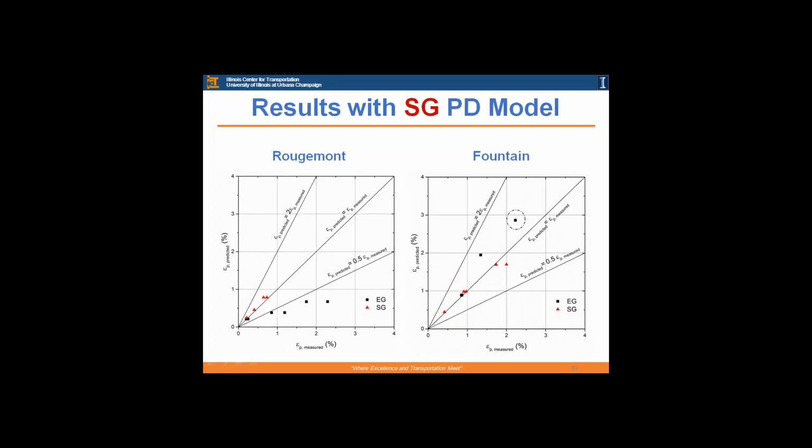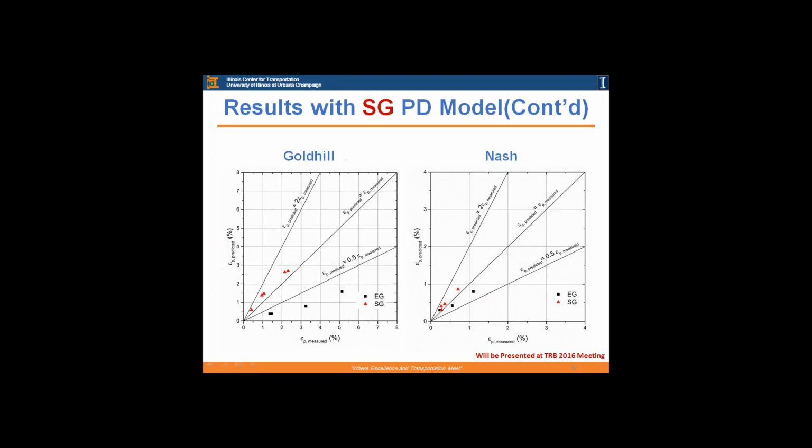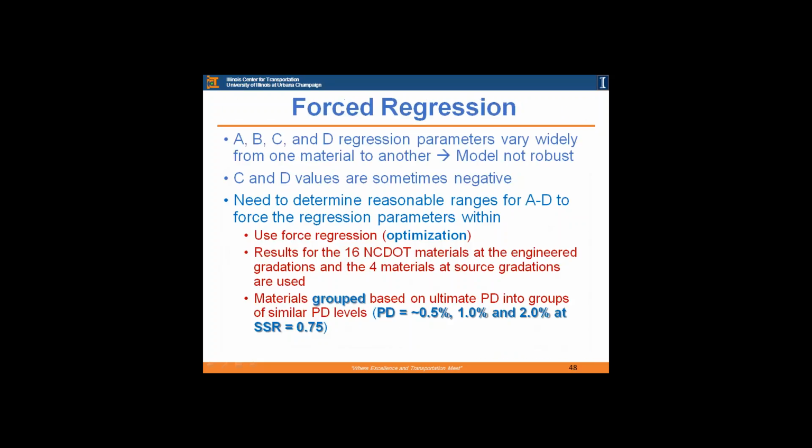This is the same thing done the opposite way around. The source gradation model parameters are used, and the same thing is shown here. If we use the source gradation model parameters for Rougemont and Gold Hill, then this time the permanent deformation will be underestimated, while for the other two materials it is still within the ranges. This point is shown circled because when we normalize for the shear stress ratio, it showed a shear stress ratio above 1, which indicates failure. This is Gold Hill, again underestimated, and then Nash is within the limits.